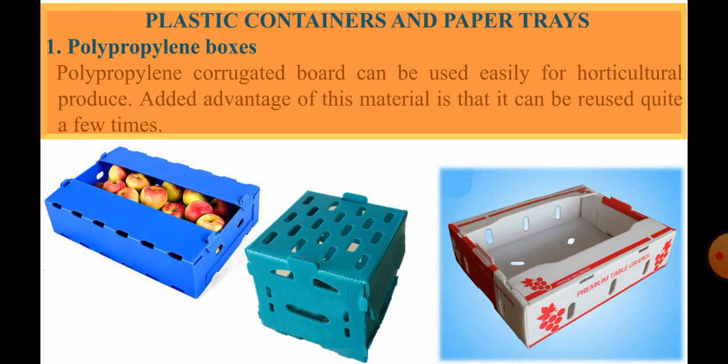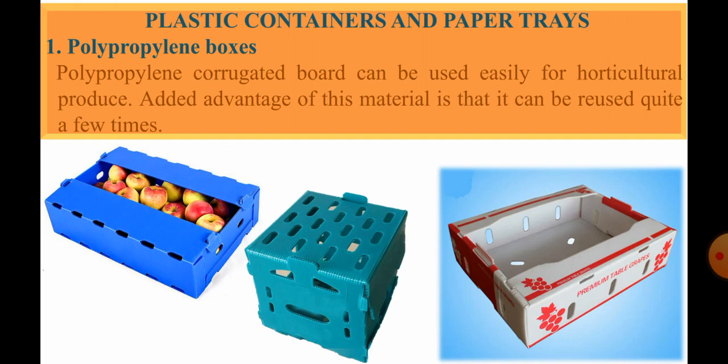First are plastic containers and paper trays. In plastic containers, different plastic materials are used for packaging, like polypropylene boxes, stretch or cling wrap, molded plastic, plastic bags, shrink wrap, and rigid plastic packages. These are the different plastic materials used. First one is polypropylene boxes.